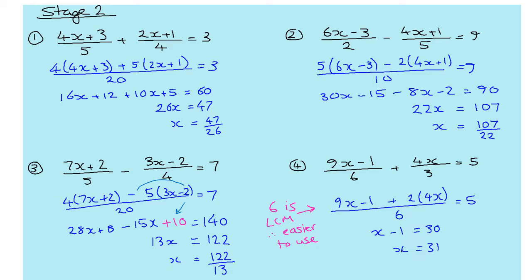For number 4, you may have gone for 18. Just check your final answer, or redo it like I've done. But with 6 and 3, like one of the examples, it's definitely easier to use 6 as the common denominator rather than 18. Less multiplication is needed.